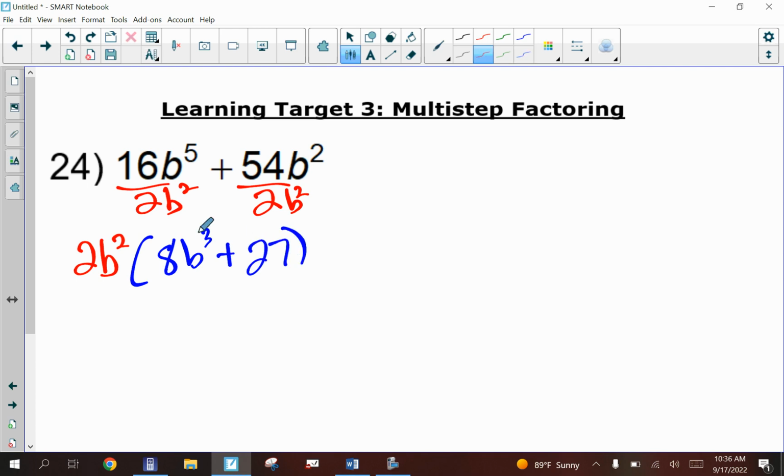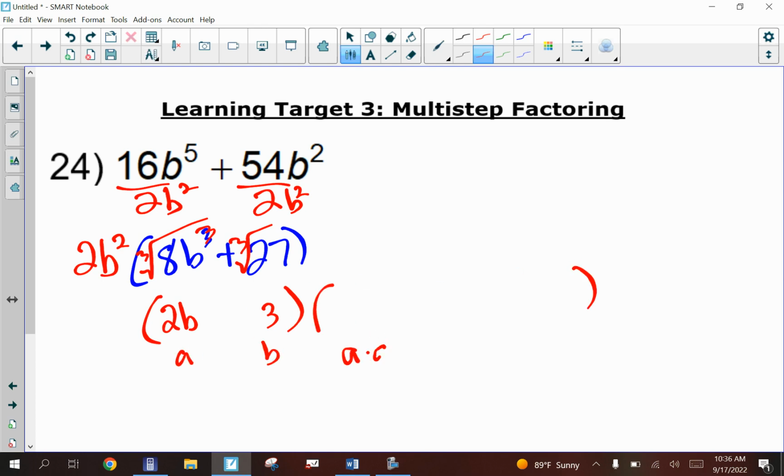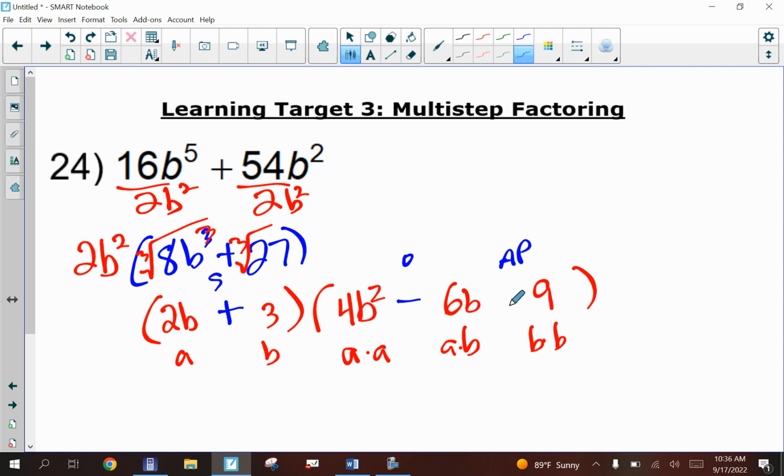So you can tell already, because it's got this 3 in it, it's going to be a cubes. So we're going to cube root and cube root. So that's going to be 2b and 3 in the first parentheses, and then we follow the pattern. So the next parentheses is going to be A times B, and then B times B. So 2b times 2b is 4b squared. 2b times 3 is 6b. And then 3 times 3 is 9. So now for the SOAP acronym, SOAP. Same as the original, opposite, and then always positive. And then we got to bring down our Chucky term, 2b squared. So that right there is our answer.